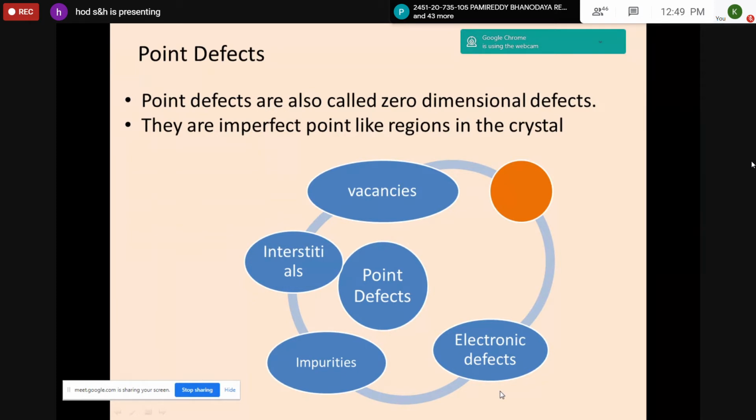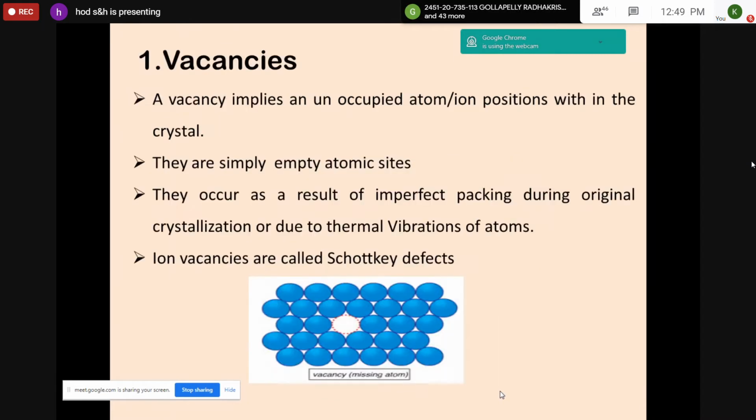That means there is no instrument to measure them initially. Actually, you can't find out the position of a defect present in a given crystal. Again, these are classified as vacancies, interstitials, impurities, and electronic defects. This you have only copied. Now we'll discuss them one by one.